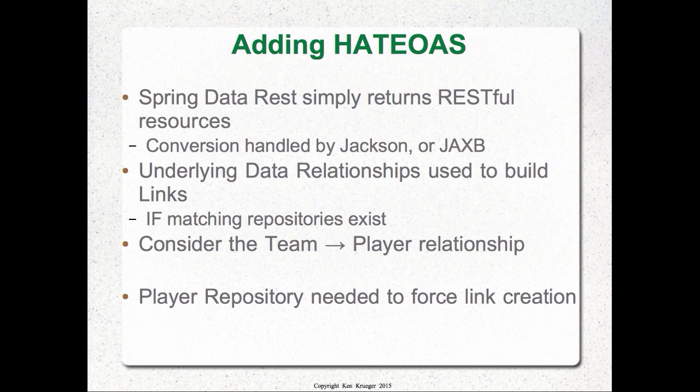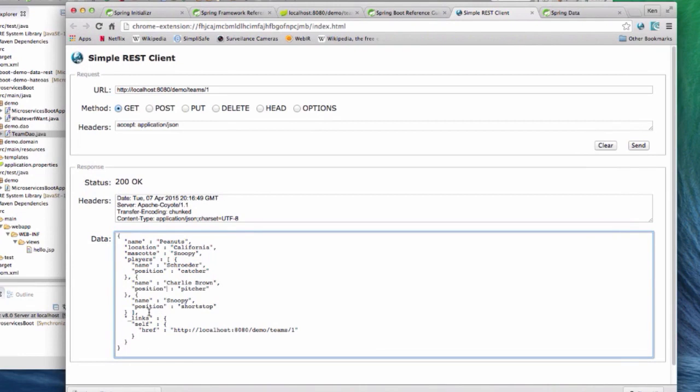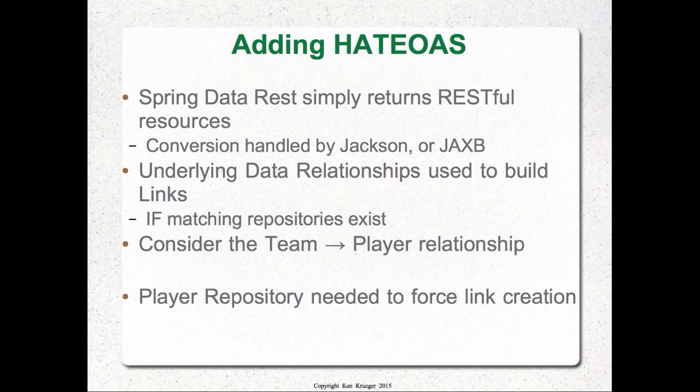What you've just seen from Spring Data REST is that it simply returns a RESTful resource. It just converts them using either Jackson or JAXB, whatever the converter is. Now, the underlying data relationships are still there. In a real RESTful response, we really shouldn't get players like this when we ask for the team. What we should get is links to the players that we can follow if we, the client, are interested in obtaining information on the players. That's what HATEOAS is. Now, the underlying data relationships are used to build the links if the matching repositories exist.